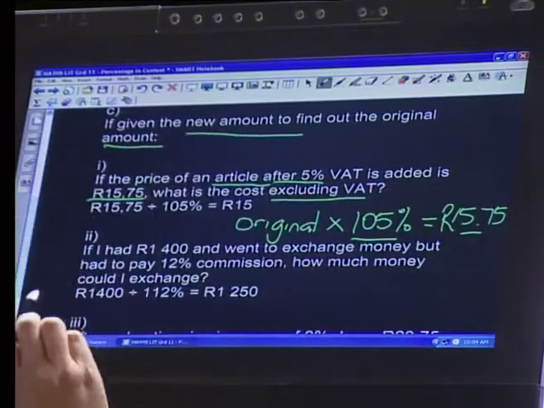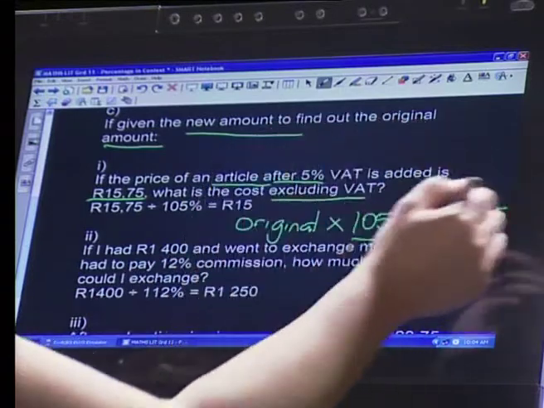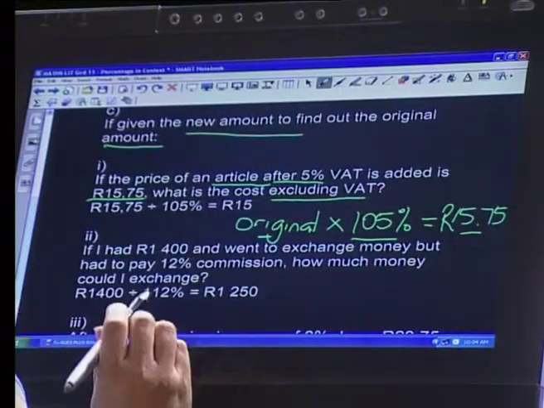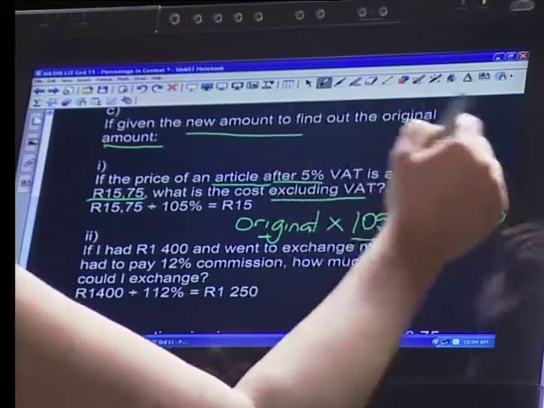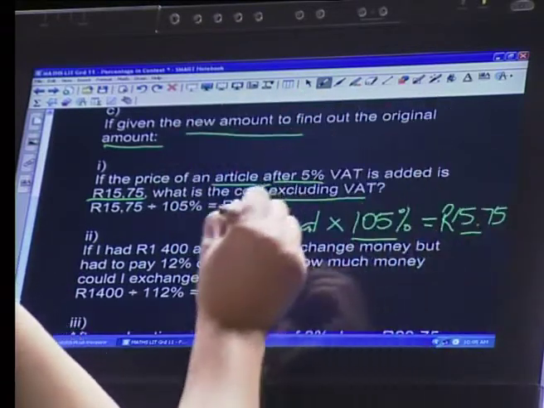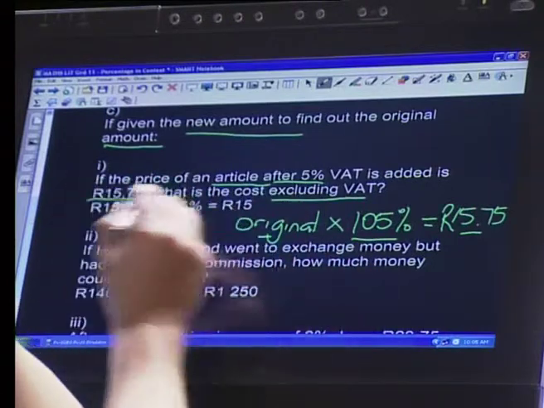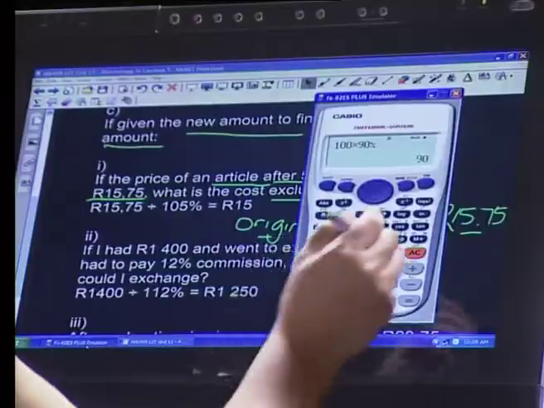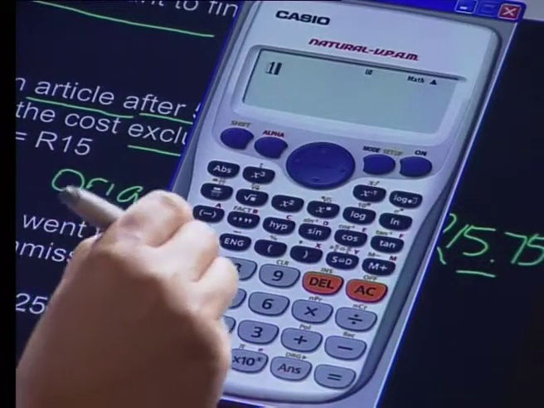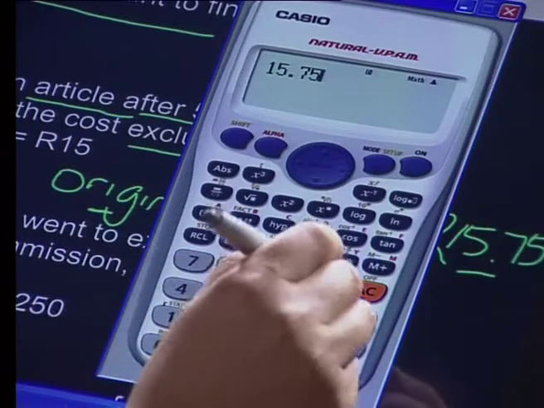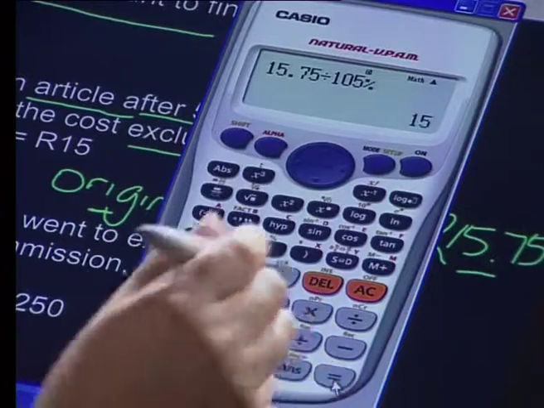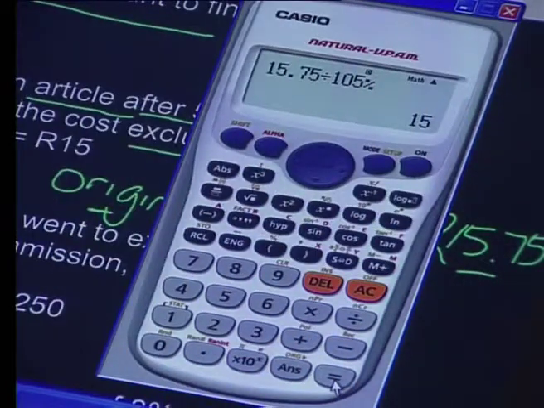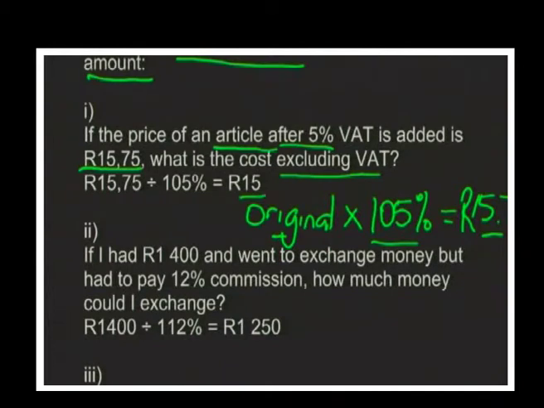What was the cost excluding? So this is the solution that we actually need. We're looking for this original price. So how do I get the original price? I take my answer, 15 Rand 75, and I divide by 105%, because then I'm going to get my original on its own. And that's what we've done here. Let's do it on the calculator. So we've taken 15 Rand 75, we've divided it by 105%, and we get 15 Rand. So let's go back and see. Our answer is 15 Rand.